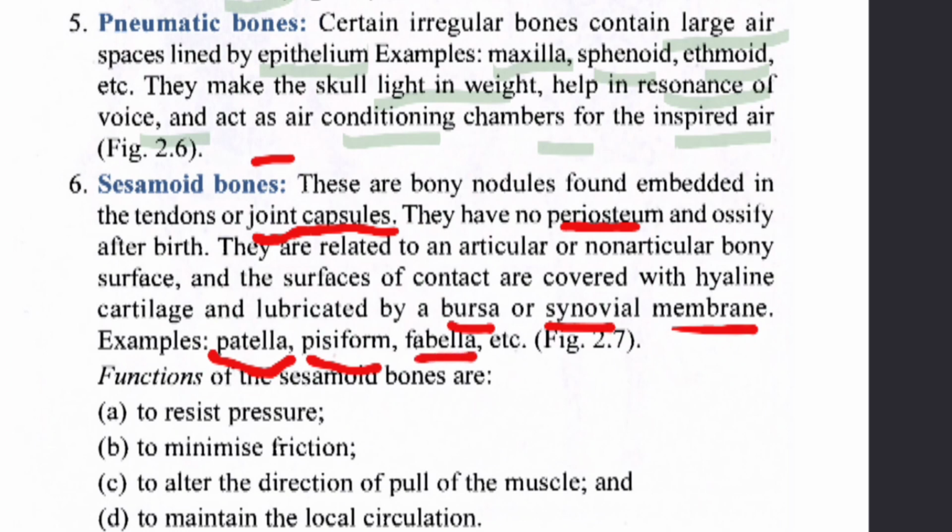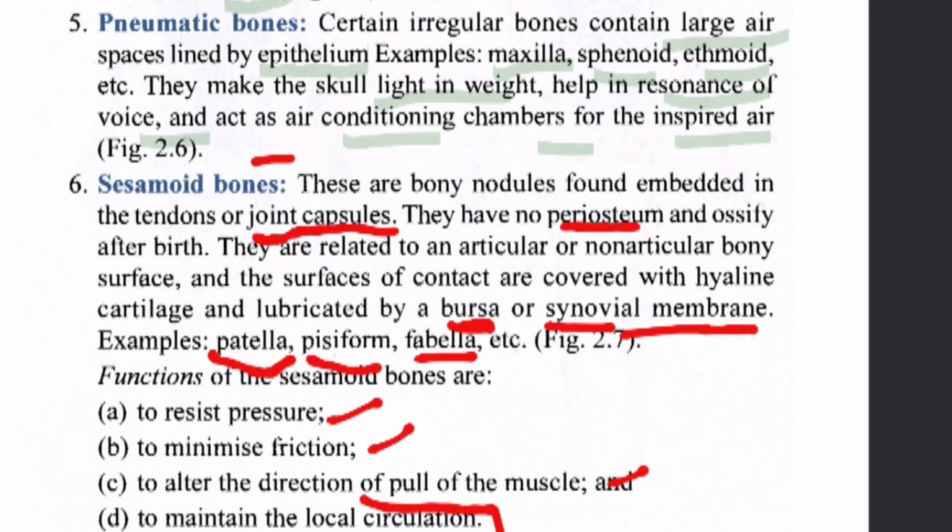What are the functions of the sesamoid bones? To resist pressure, like when we move or do squats, there is pressure on the knees. To minimize friction, as the synovial membrane is present and the bursa is there, a lubricated cavity. To alter the direction of pull of the muscle, and to maintain local circulation where the arteries and veins are passing through that particular region. So this is the sesamoid bone.